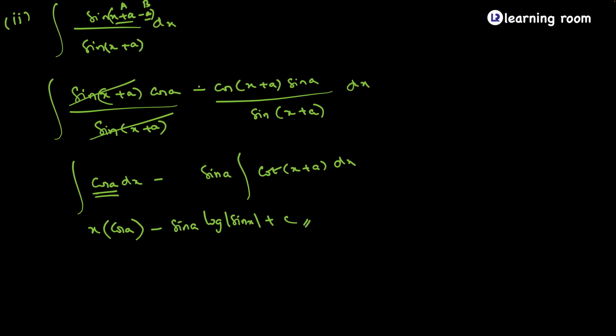So this is how you solve. I think 7.2 is completely done. We have solved examples also, right?